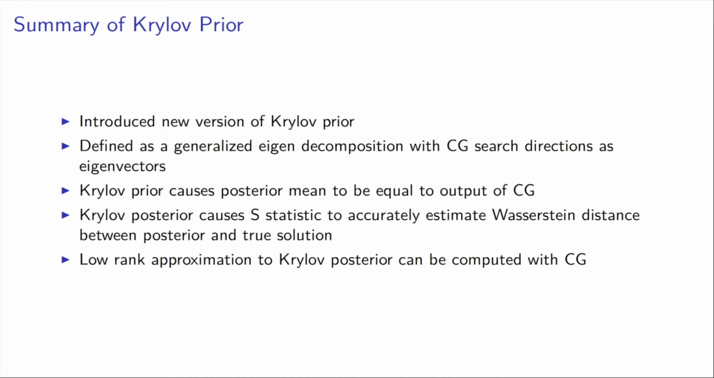So to summarize the results on the new Krylov prior, we introduced a new version of the Krylov prior, and we defined it as a generalized eigen decomposition with the CG search directions as the eigenvectors. We showed that the Krylov prior causes the posterior mean to be equal to the output of CG. We showed that it causes the S-statistic to accurately estimate the Wasserstein distance between the posterior and the true solution. And then we introduced a low-rank approximation to the Krylov posterior that can be computed with CG.